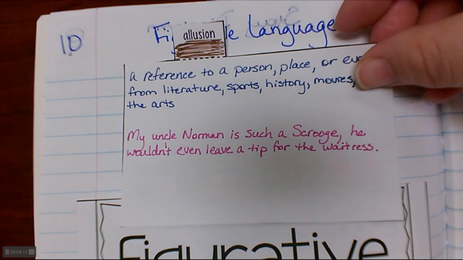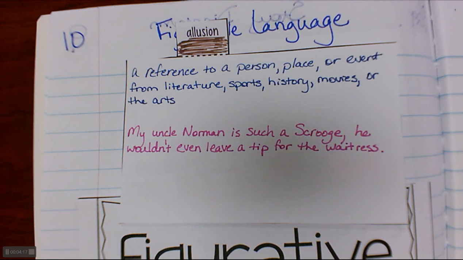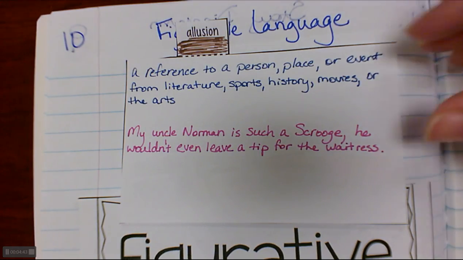Next, we have allusion. Allusion is brown, and it's a reference to a person, place, or event from literature, sports, history, movies, or the arts. My Uncle Norman is such a Scrooge, he wouldn't even leave a tip for the waitress. Again, that is allusion.